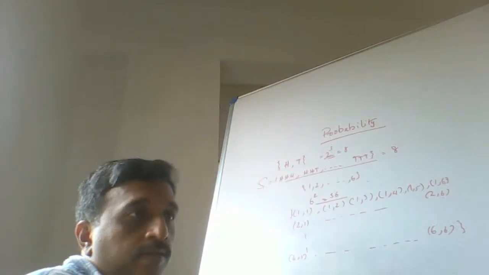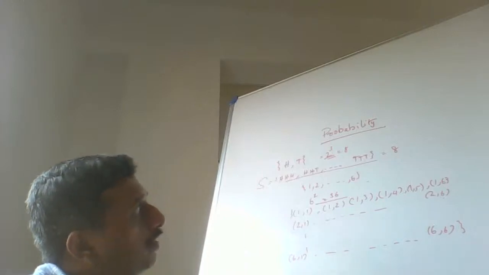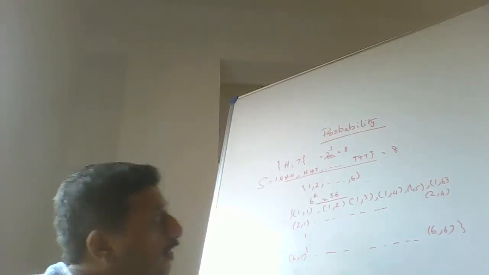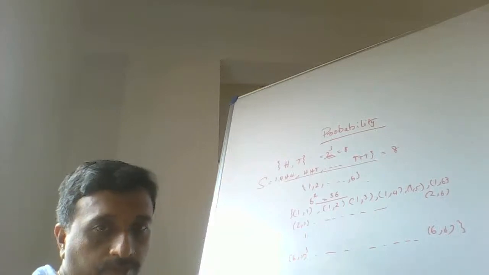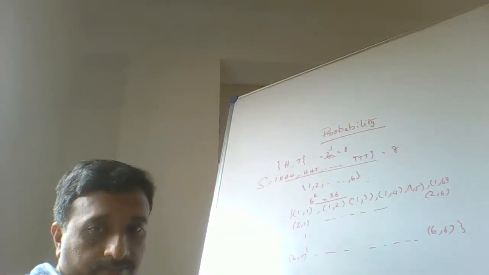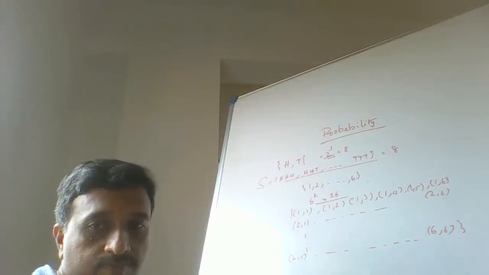So this is like the previous problem where we had a coin tossed thrice. There are eight such possibilities there. Here it is 36 such possibilities in the sample space. Okay, fine. Let us move on to the next problem.